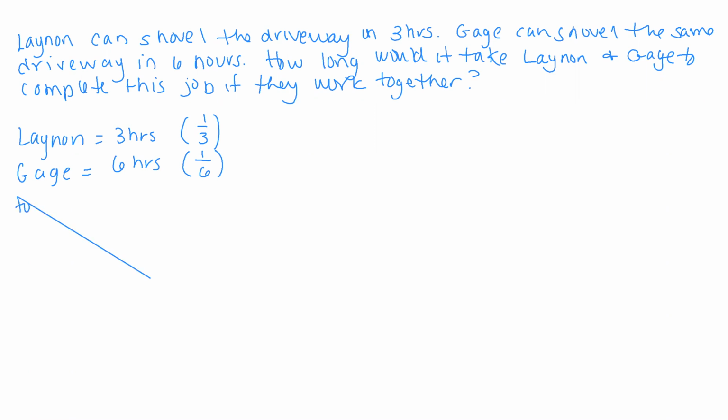Now, working together, we don't know how long it's going to take them. We'll just say X hours. So in 1 hour, 1 over X parts of the job should be complete. So my equation is going to be Lanen plus Gage, the parts of the job they could complete in 1 hour, and that's going to equal the parts of the job they could complete working together. Now, for this equation, we have an LCD of 6.